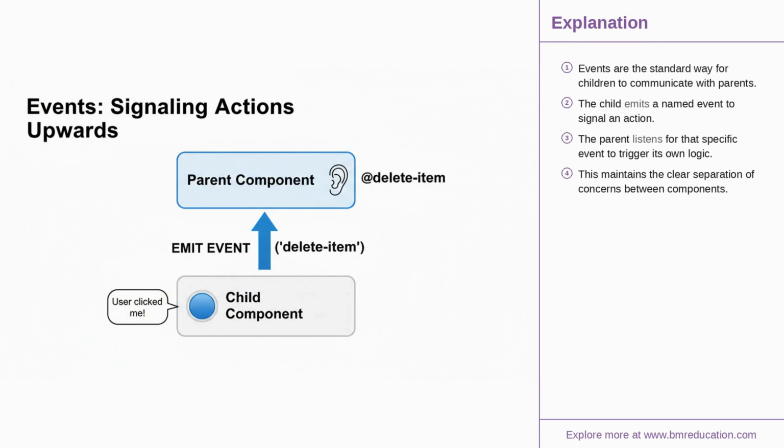The parent can then listen for this event and run a method in response. Think of it like a doorbell. The child rings the bell, emits an event. It doesn't enter the house and do things itself. It simply signals, and the parent decides how to respond.